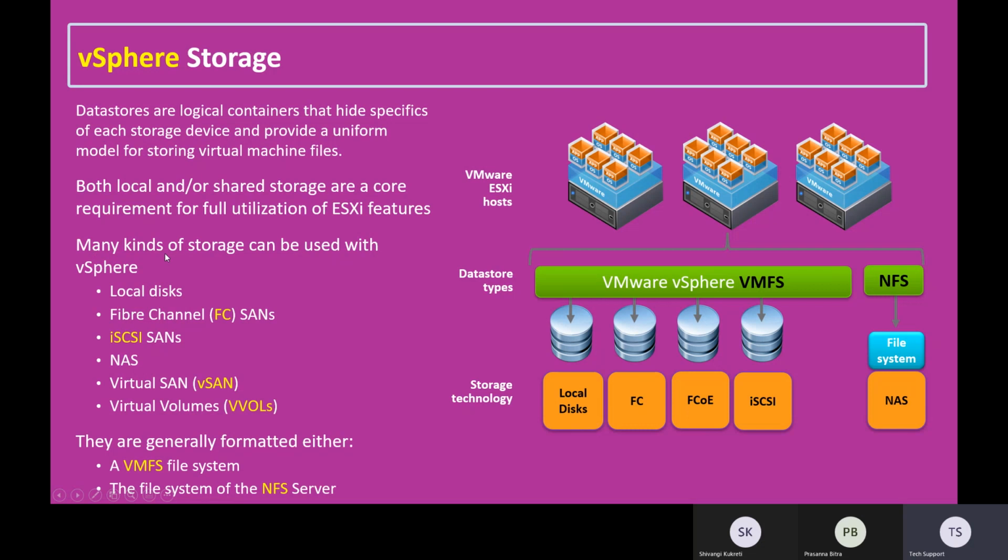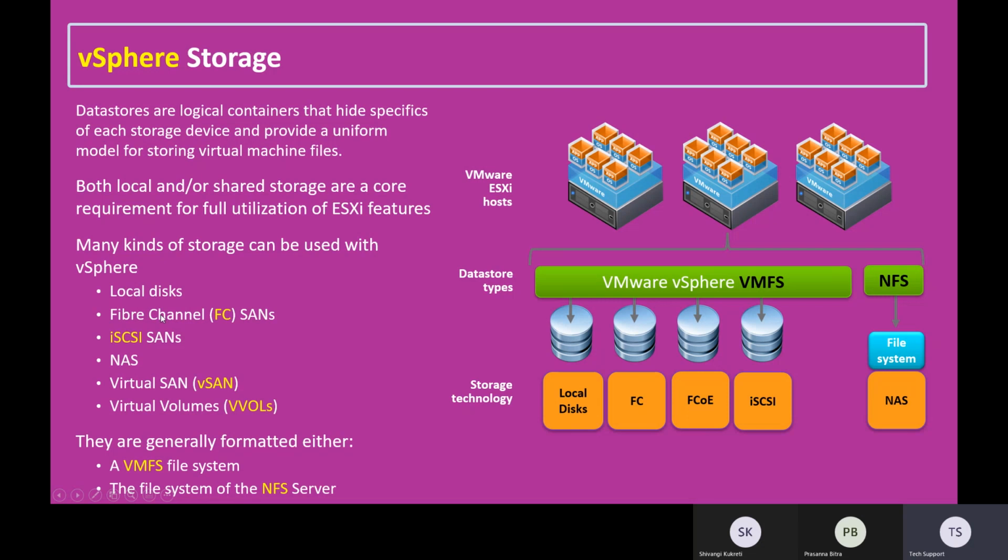Many kinds of storage can be used with vSphere. So vSphere supports many storages, not only these four, I have also given some additional ones. Local disk we know, and Fiber Channel SAN, which is also one type of storage, and iSCSI SAN. The only difference in these two SANs is that FC SAN mainly uses the FC protocol, while iSCSI SAN uses the iSCSI protocol. That is the main difference.